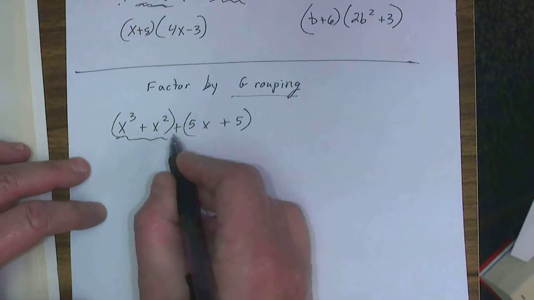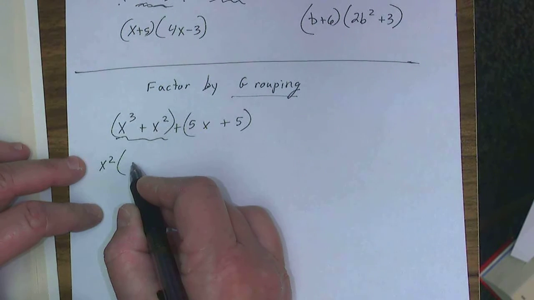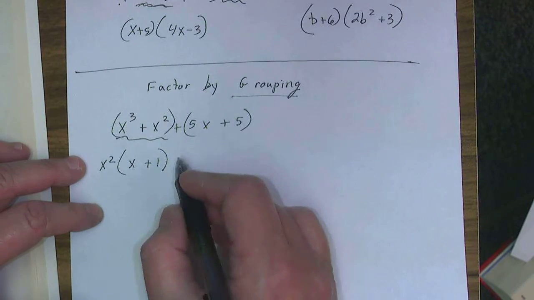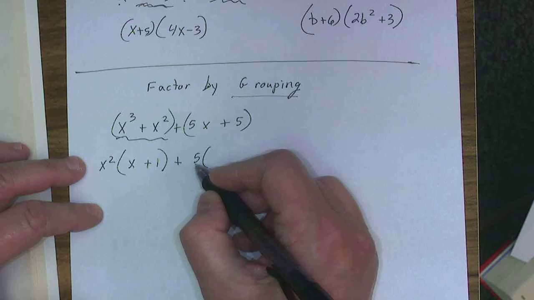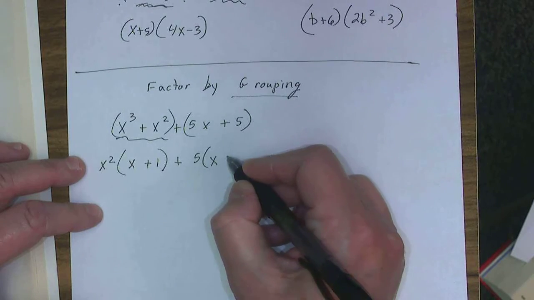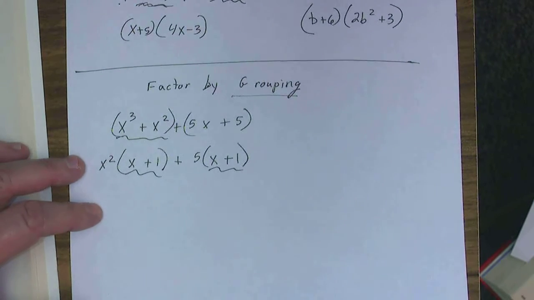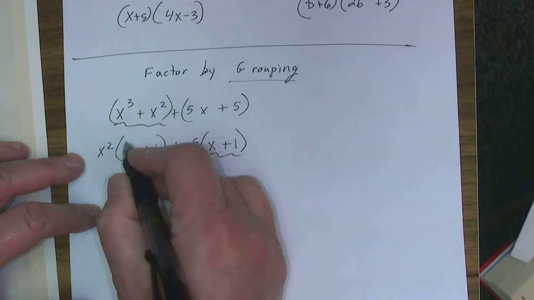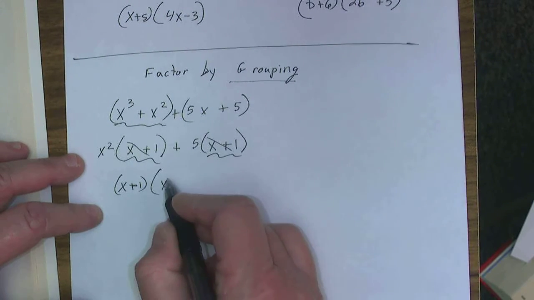We take out a common factor of each pair, that would be x squared. We would be left with x plus 1. Check it, that's x cubed plus x squared. Out of the second one, we can take out a 5. We would be left with x plus 1. Then you can see we have a common factor of x plus 1. We take that out, and you can see what's left, x squared plus 5.